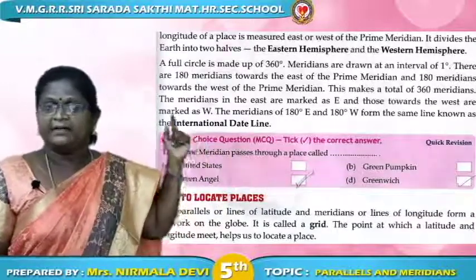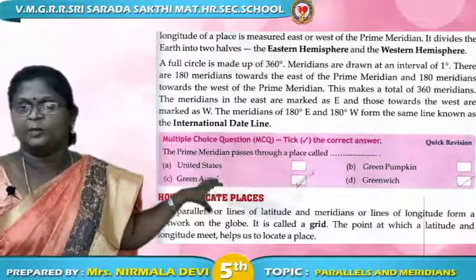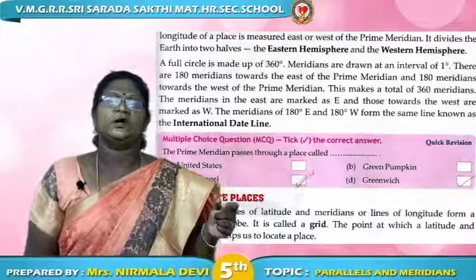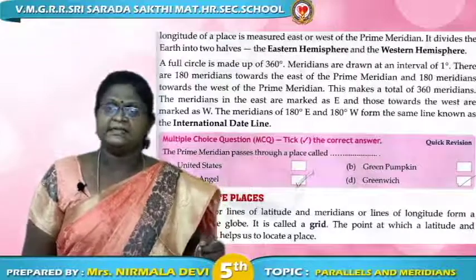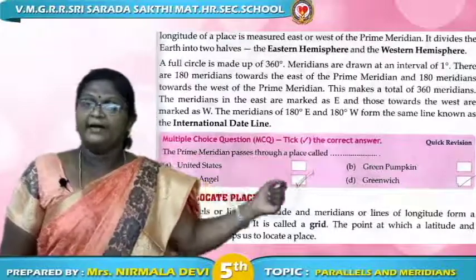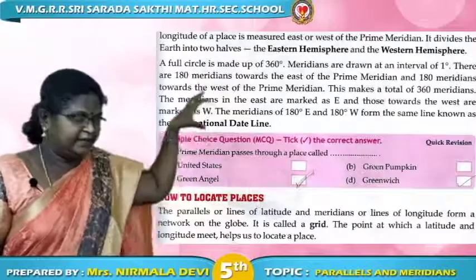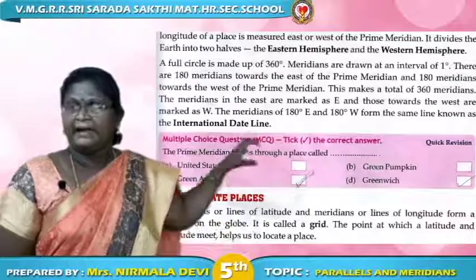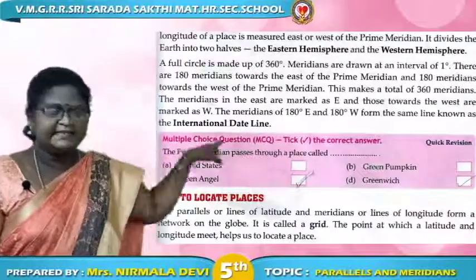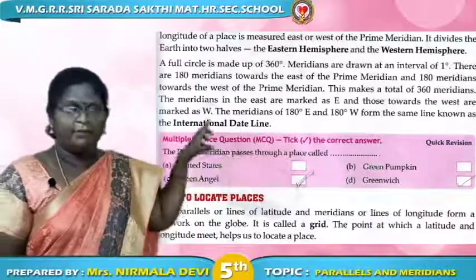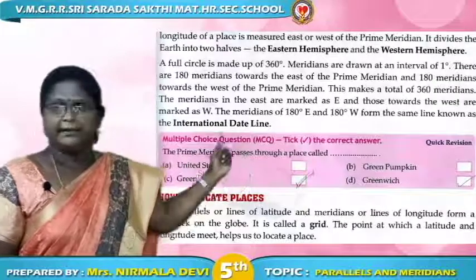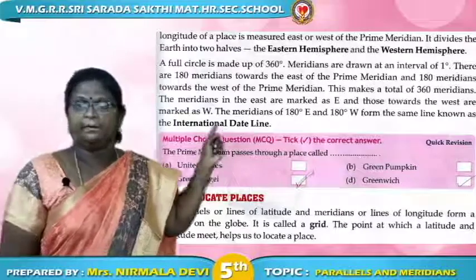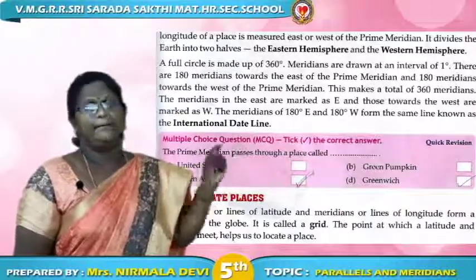Okay. Next comes the last topic, how to locate places. The parallels or lines of latitude and the meridians form a network on the globe. See, when the lines of latitude and the lines of longitude intersect on the globe, they form just like a grid. It is called a grid. The point at which the latitude and longitude meet helps us to locate a place.